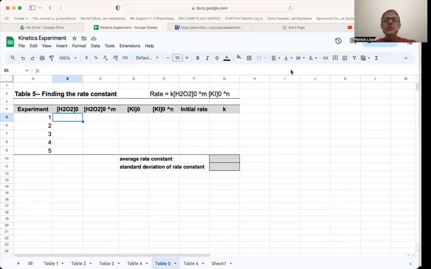In this video, what we're going to do is fill out table 5. For that, we're going to figure out what the rate constant is for the rate law. So recall the rate law is rate equals K times the concentration of H2O2 raised to the m times the concentration of KI raised to the n. For this experiment, we're doing the initial concentrations. Okay, so let's begin. We have 5 experiments.